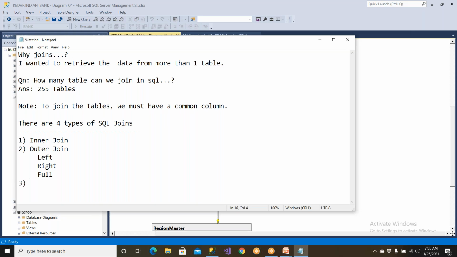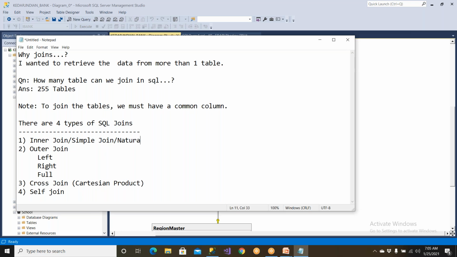Then the next one is called cross join. Clear? Fourth one is self join. Okay, these are the joins SQL has. Cross join is also called a Cartesian product. So inner join, outer join, cross join, self join. Inner join is also called a simple join or natural join.